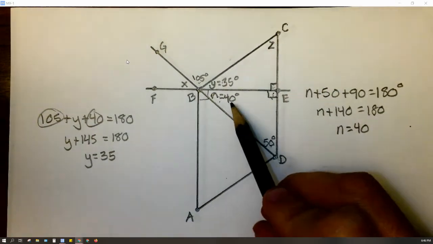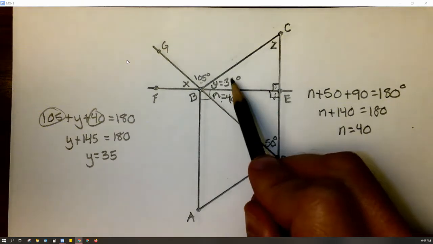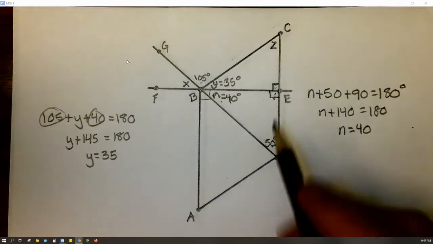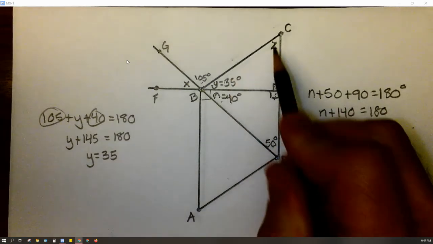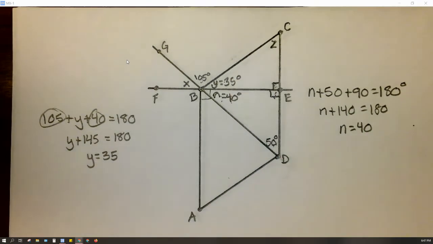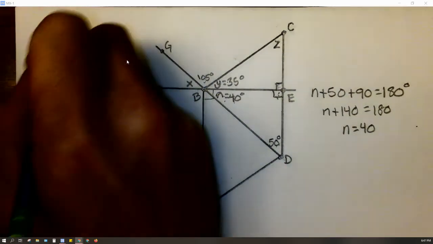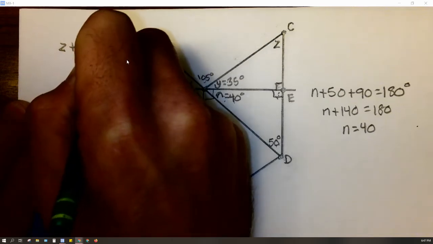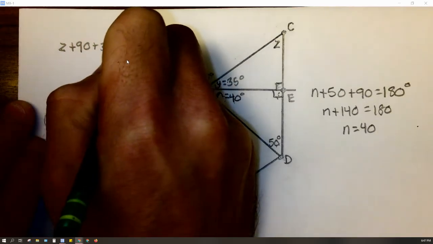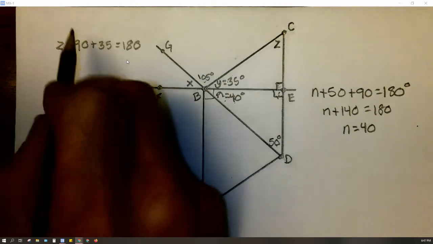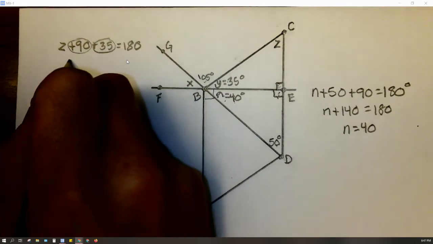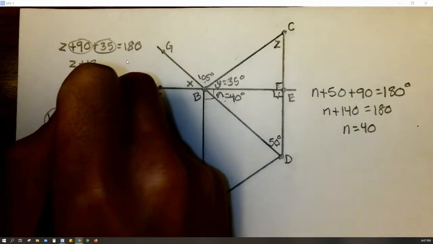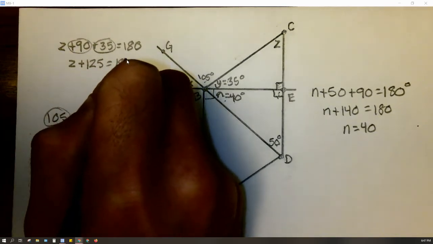Can I do the same thing I did over here and note that I have 2 out of 3 angles in a triangle, and those 3 angles have to add up to 180? You bet. So 90 plus 35 plus z, those 3 angles have to add up to 180. So here we go. Z plus 90 plus 35 has to equal 180 degrees. So collect those together. You have z plus 125 equals 180 degrees.